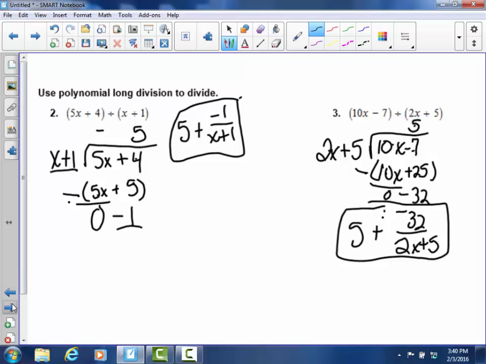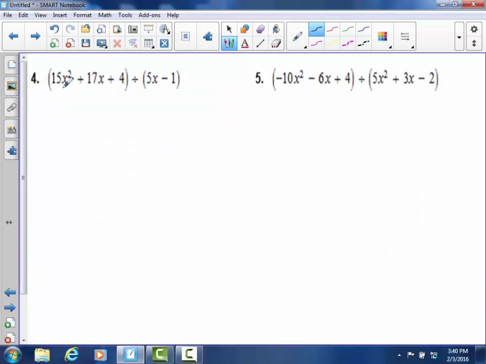Alright, let's look at another. Alright, now we have a trinomial divided by a binomial. Okay, so again, we're going to put the 5x minus 1. Now we've got 15x squared plus 17x plus 4. Okay, so what times 5x is going to give me 15x squared?